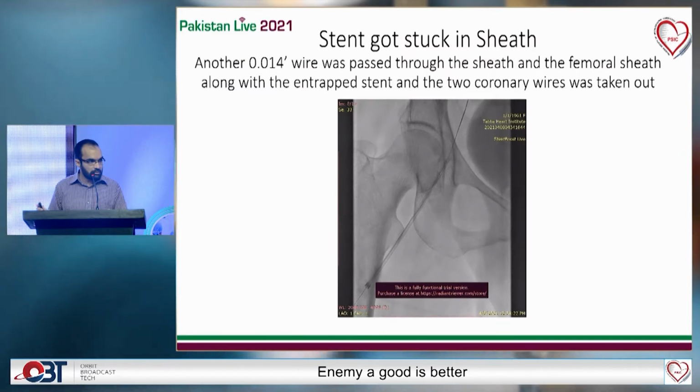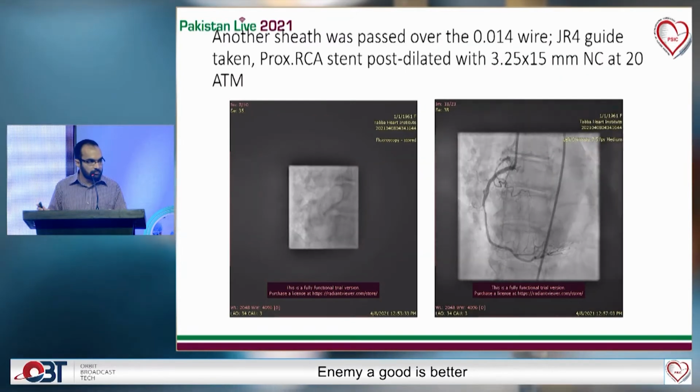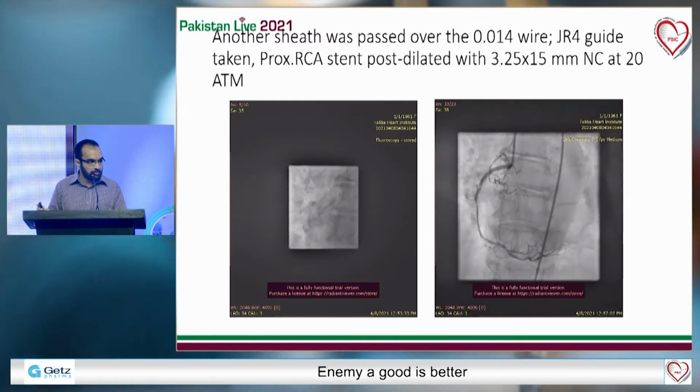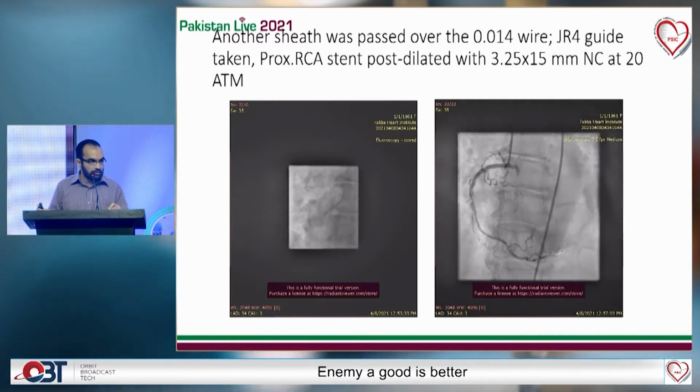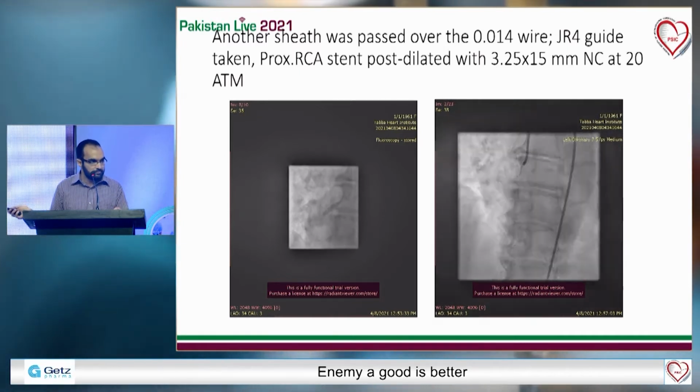Then the stent got stuck in the femoral sheath. Another 0.014 wire was passed through the sheath, and the femoral sheath as well as the entrapped stent and the 2 coronary wires were taken out. Another femoral sheath was passed over the retained 0.014 wire. Then we took another guide, took the image and post-dilated the RCA stent, and then left the distal RCA as such. The very next day, the patient was again brought to the cath lab and PCI of the left system was successfully done and the patient was discharged.